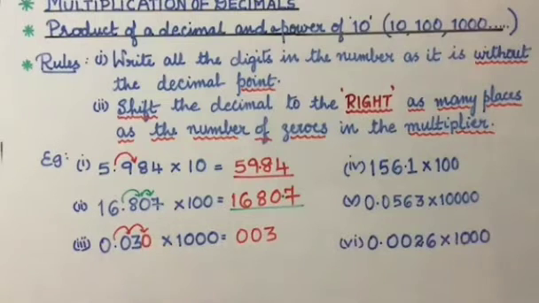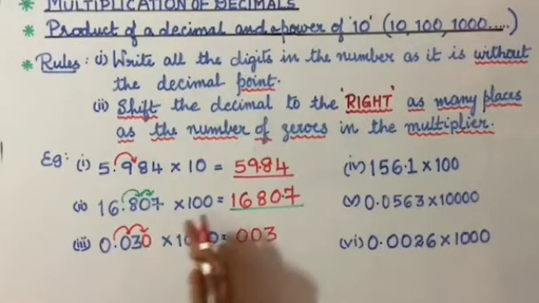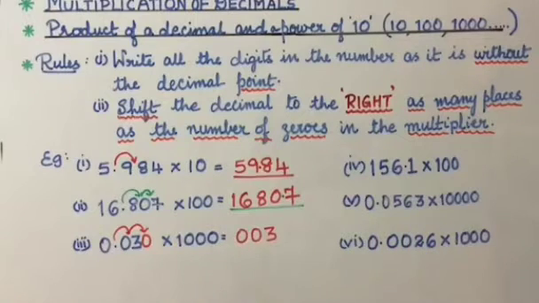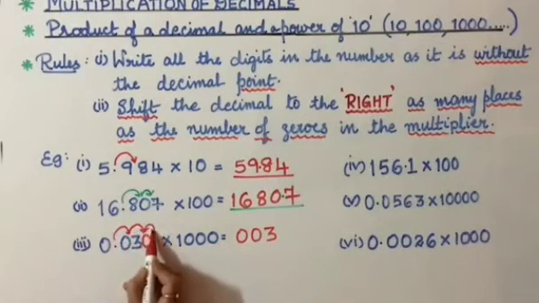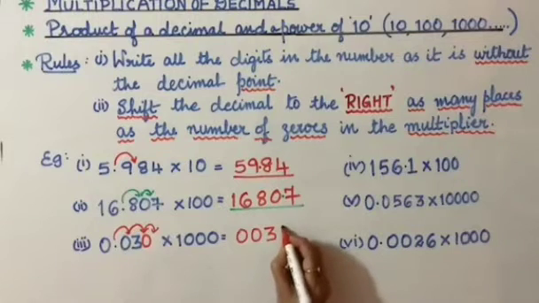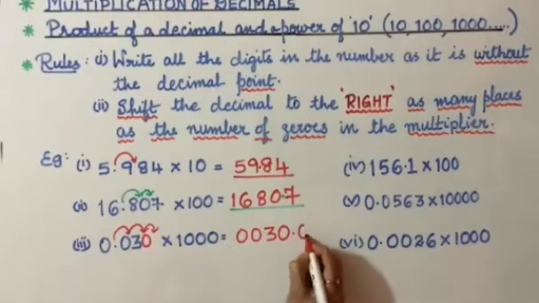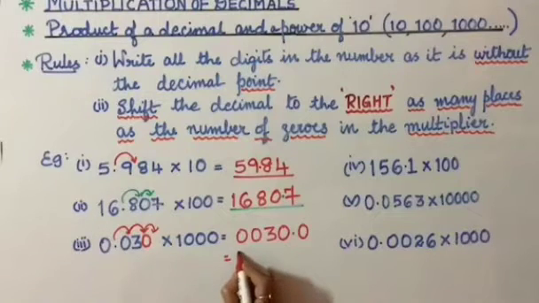I told you in the previous class, after the number you can add as many zeros as you want. You will not be changing the value. You are at liberty to add zeros after the number, not anywhere in between. Okay children, now I have 3 places. 1, 2, 3. So what happened here? Your decimal is now here. So this can be written as 30.0.